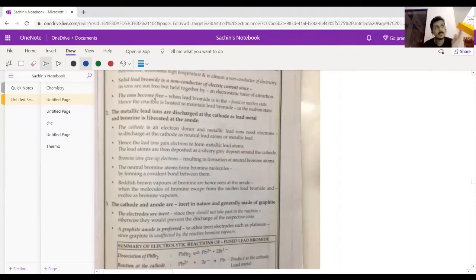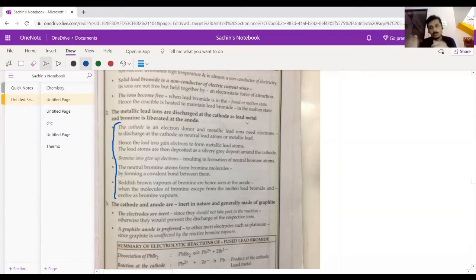And also ions will become free only after the melting, because in lead bromide the ions are held strongly in the solid state. When you put in enough energy, the bonds will be broken. And now what we have seen is summarized here. The cathode is the electron donor, and metallic lead ions need electrons to discharge at the cathode as neutral lead atoms, or metallic lead. What does it mean?